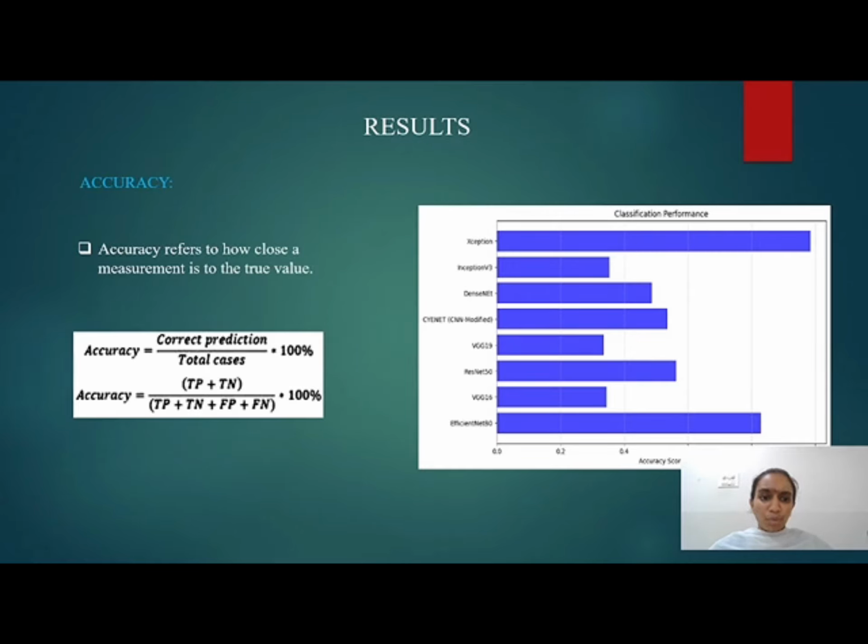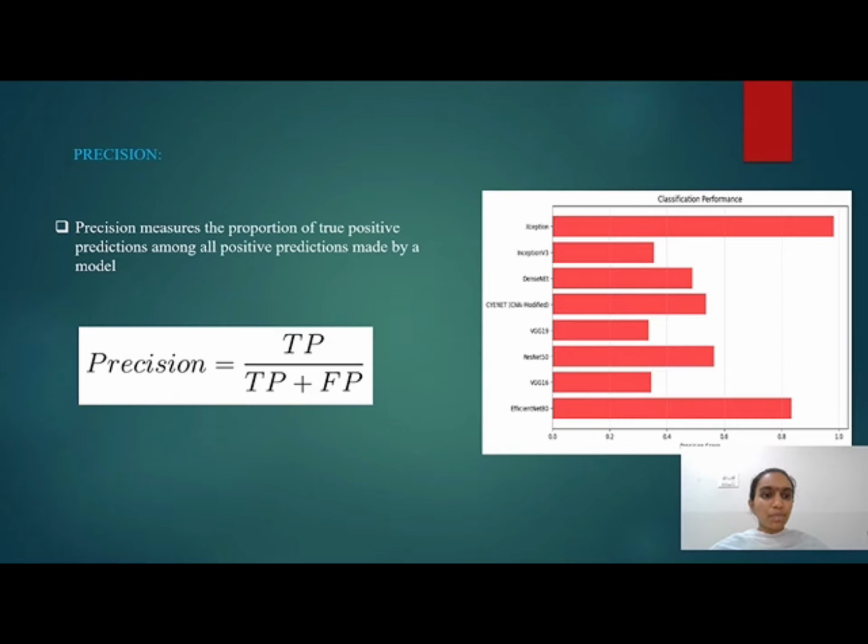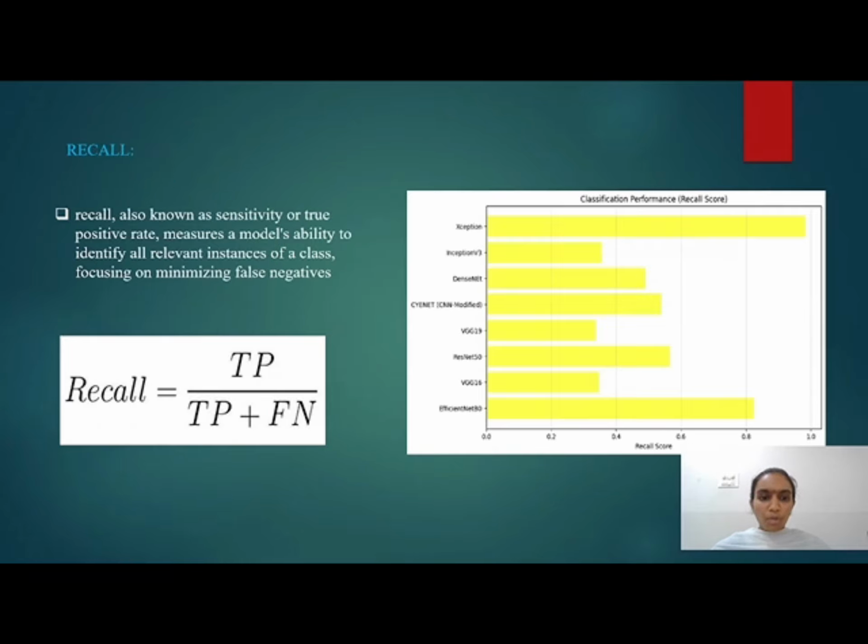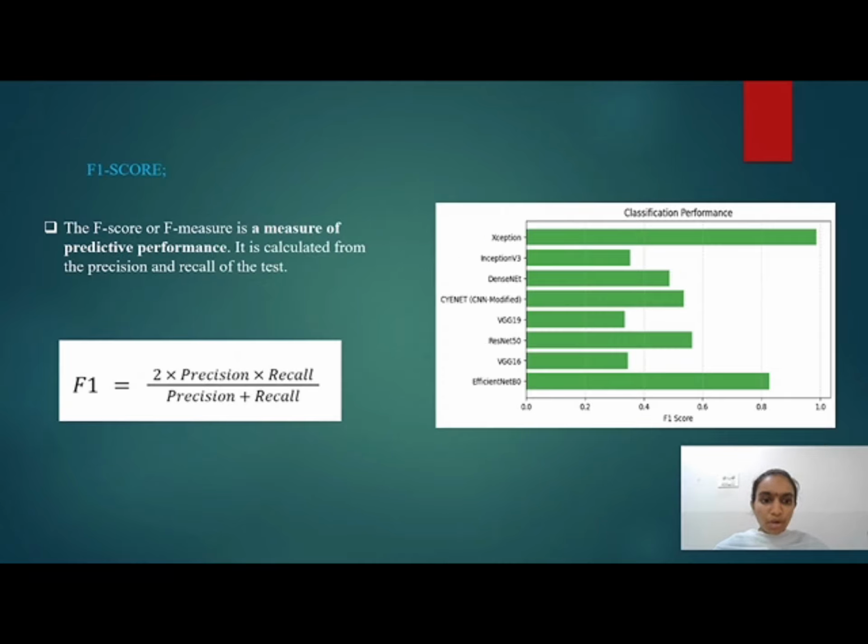We tested our model using 4 key metrics: accuracy, the overall correctness of predictions; precision, the percentage of correct positive predictions; recall, how many real positives were correctly predicted; and F1 score, which combines precision and recall into a single value. Among all models tested, Xception achieved the best results, showing over 96% accuracy.